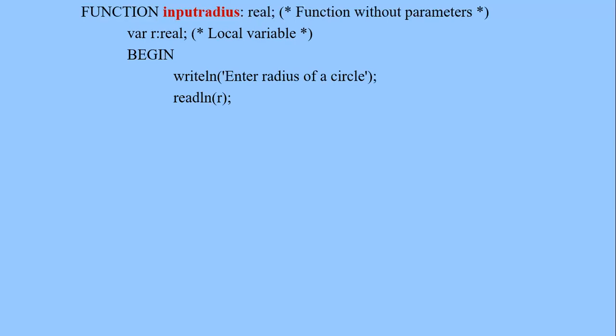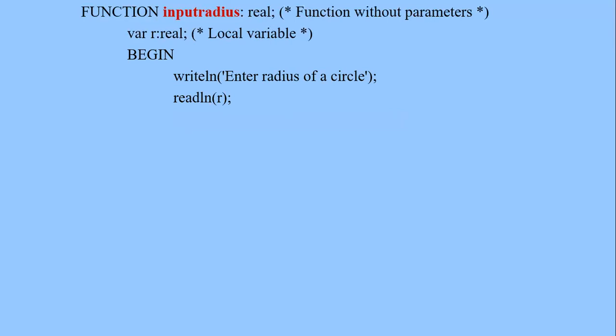and store that value in the local variable called R. And then next, it will pick the value in the memory location called R and assign it to the function input radius. In other words, the value stored in the memory location called R, the local variable called R, will be returned back to the calling function through the name of the function, through the function name.